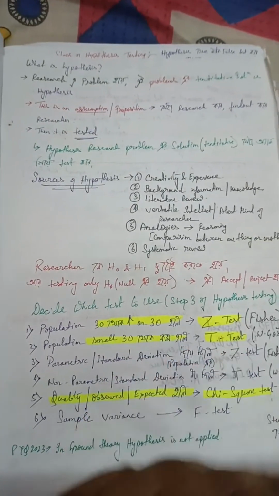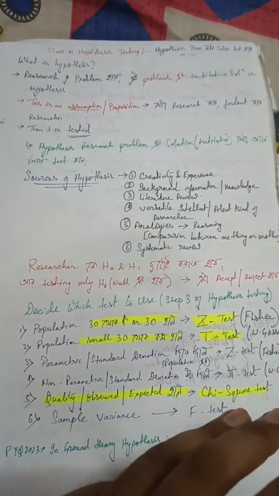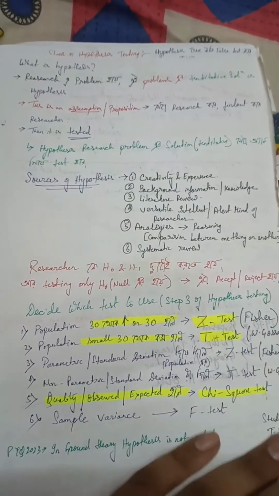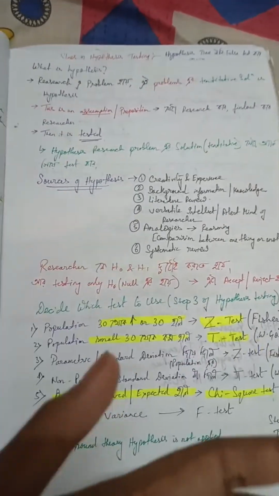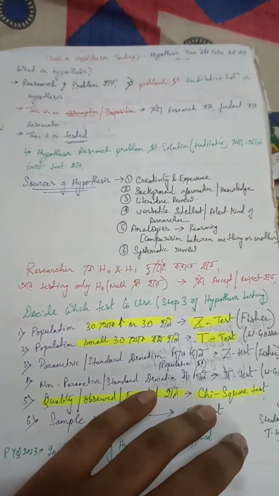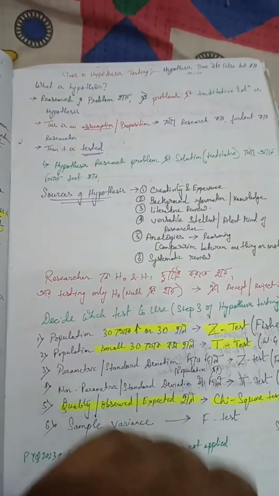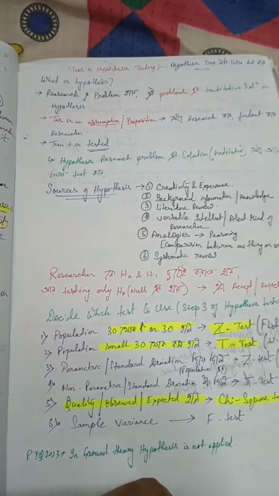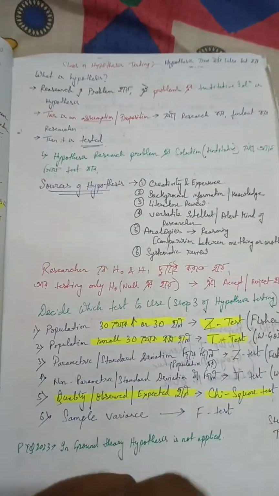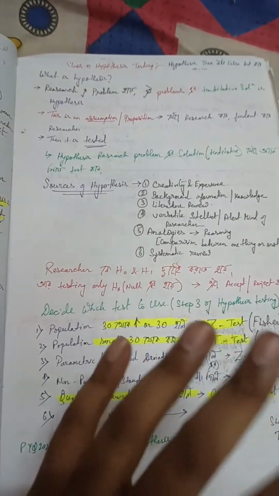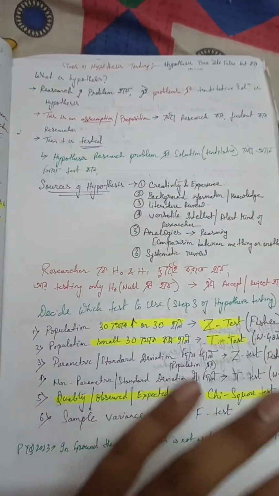Analogies. With different analogies, with different comparisons between one thing and another, we create our hypothesis. These are the sources of hypothesis from where we are getting a particular hypothesis. And a systematic review. A researcher has to craft both the alternative as well as the null hypothesis.